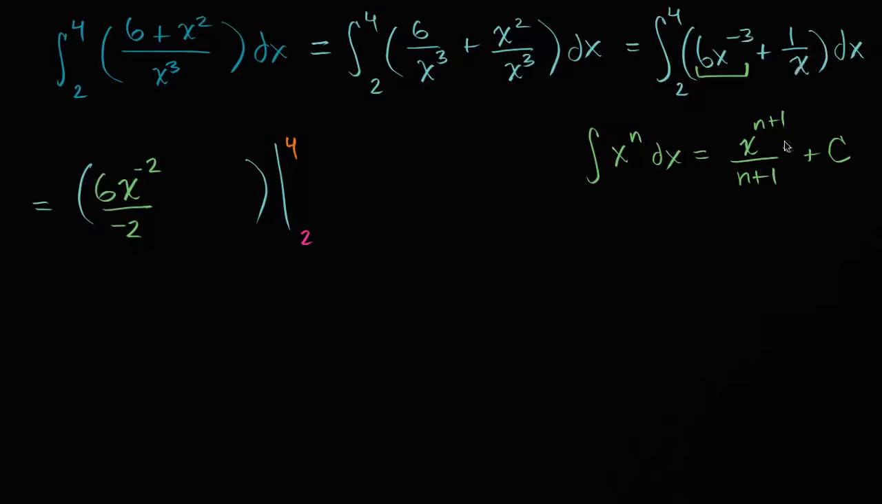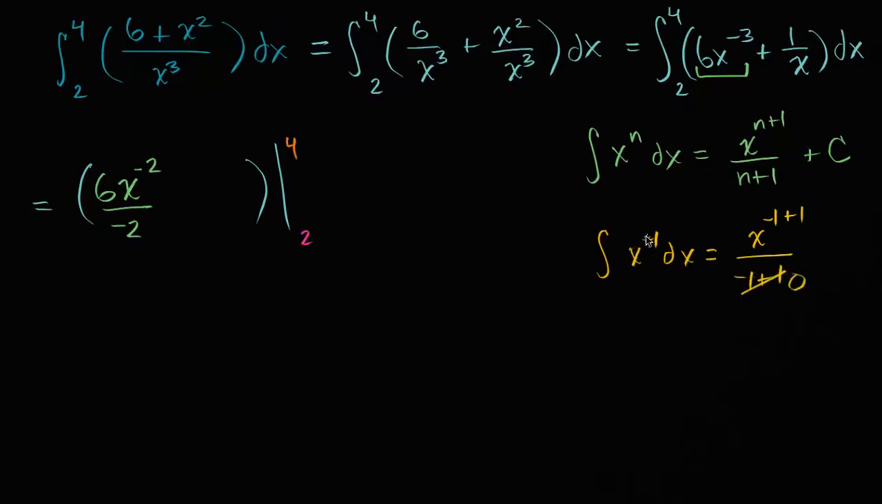You might be tempted to use this same idea right over here. You might be tempted to say, all right, well, the antiderivative of x to the negative 1, which is the same thing as 1 over x, would be x to the negative 1 plus 1 over negative 1 plus 1. But what is negative 1 plus 1? It is 0. So this doesn't fit this property right over here.